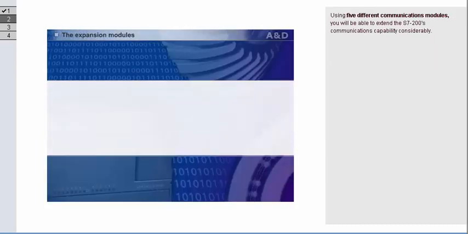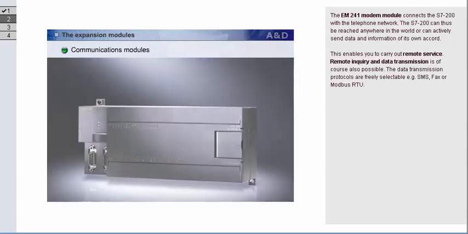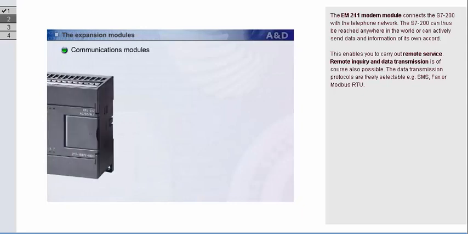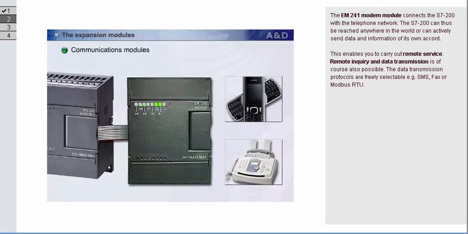Using 5 different communications modules, you will be able to extend the S7200's communications capability considerably. The EM241 modem module connects the S7200 with the telephone network. The S7200 can thus be reached anywhere in the world, or can actively send data and information of its own accord. This enables you to carry out remote service. Remote inquiry and data transmission is of course also possible. The data transmission protocols are freely selectable, for example SMS, fax, or Modbus RTU.